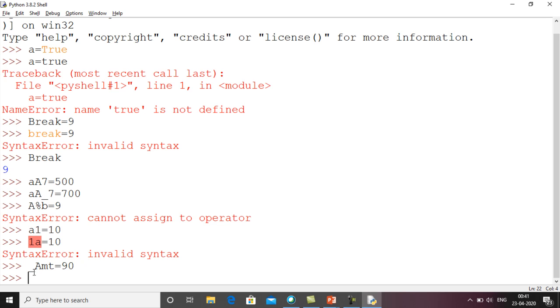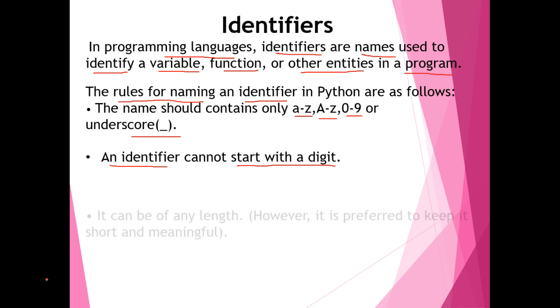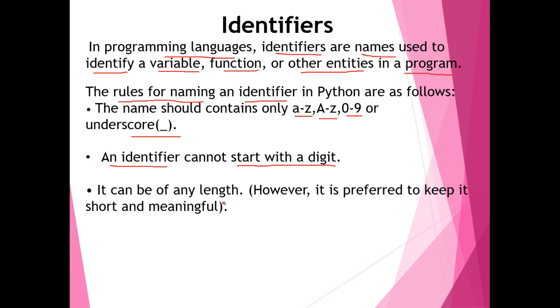Because we have to use only the specified characters and always begin with a character, not with a digit, and we are beginning with underscore, and underscore is basically a character. Now the next rule is that it can be of any length. So there is no limitation of the length. You can put any length to the variable, but as it is written over here, it is preferred to keep a short and meaningful name.